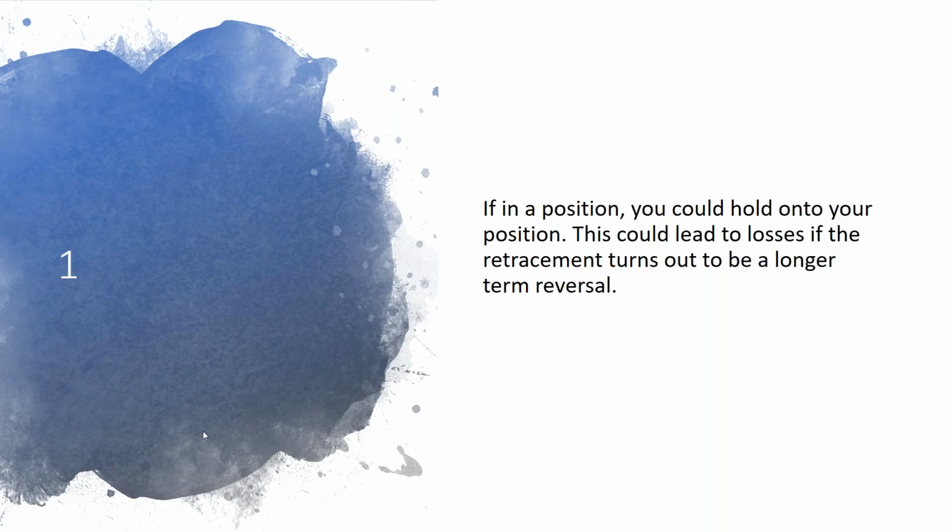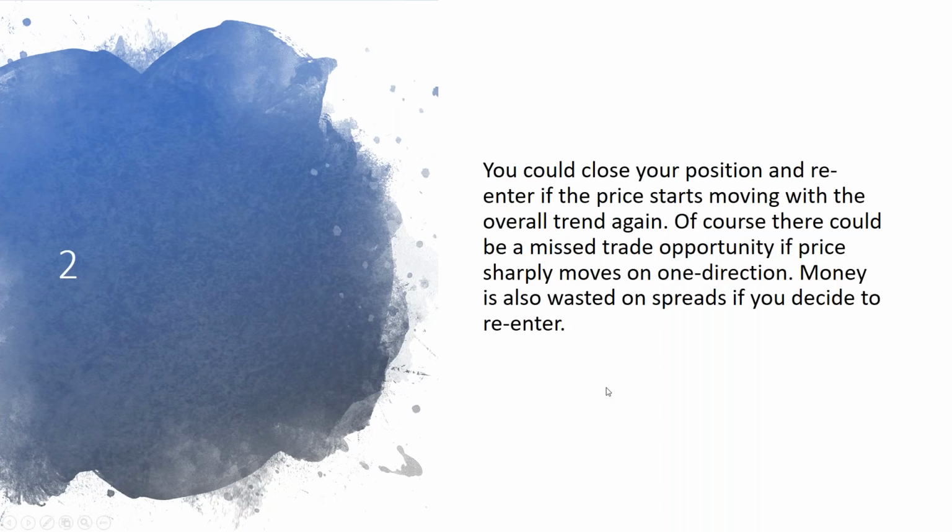Now, if you use the proper trading plan and set up your position with a proper stop loss, a proper entry point and exit point, and you had decided what your acceptable profit would be, and the market's already made your profit, you can move your stop loss way up so that if the retracement turns out to be a longer reversal, you don't lose your capital. You don't lose your profit. Two, you could close your position and re-enter if the price starts moving with the overall trend.